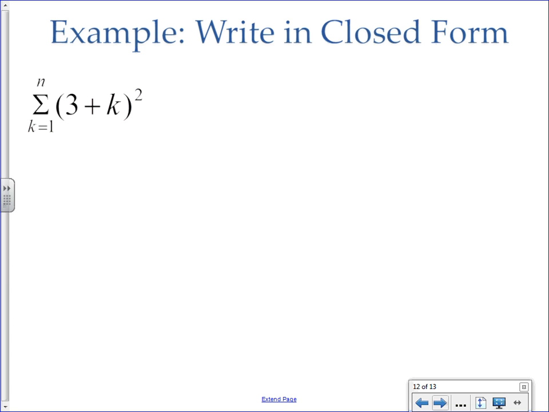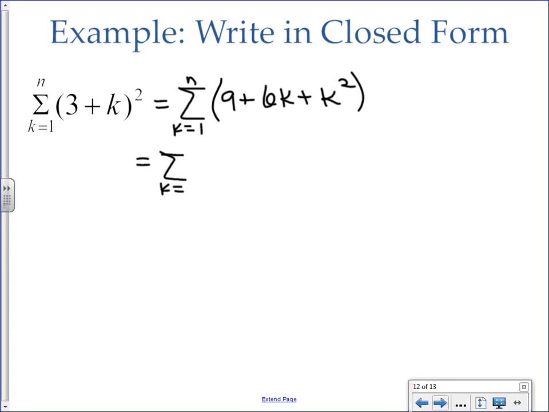So first of all, if I'm going to use our shortcuts, is this going to work? We better rewrite this. Three plus k, the quantity squared: 3 squared plus 6k plus k squared, and then the summation. Right? Okay. So now we can break it apart.